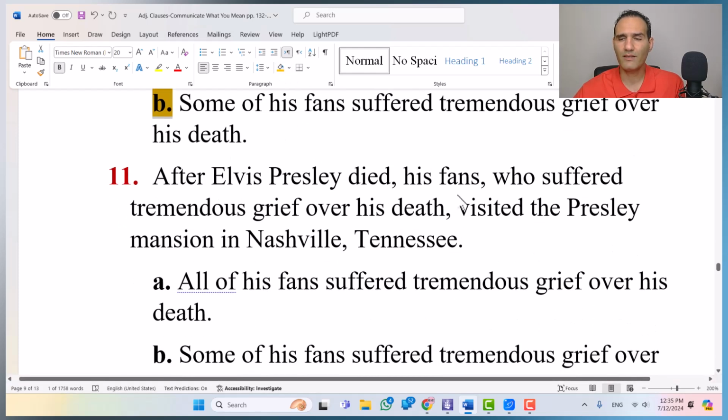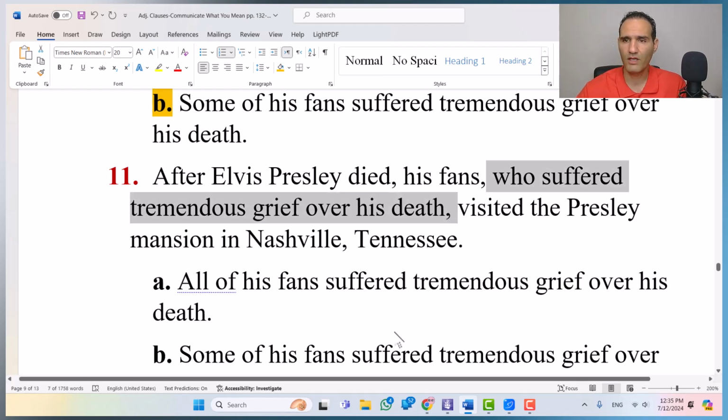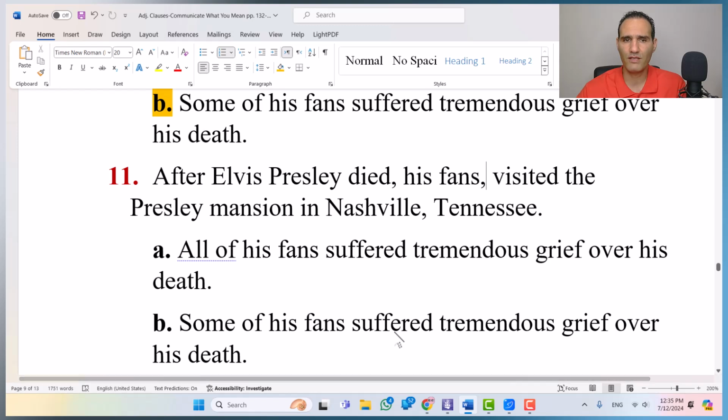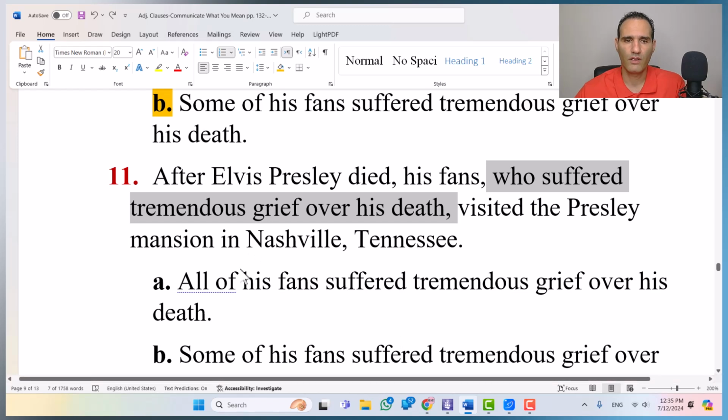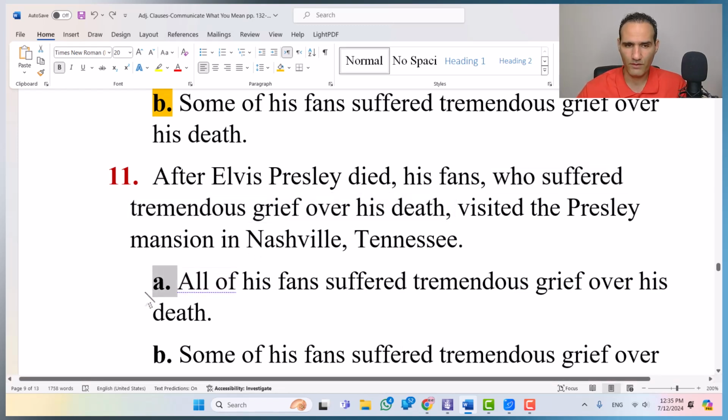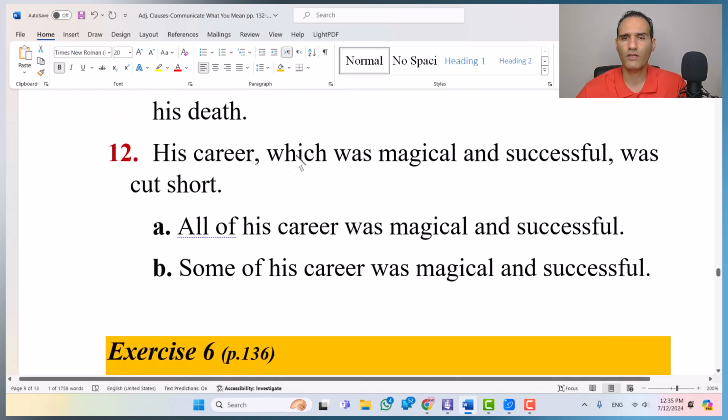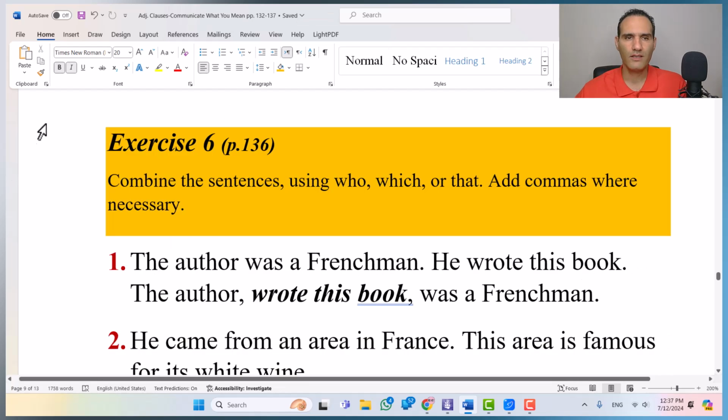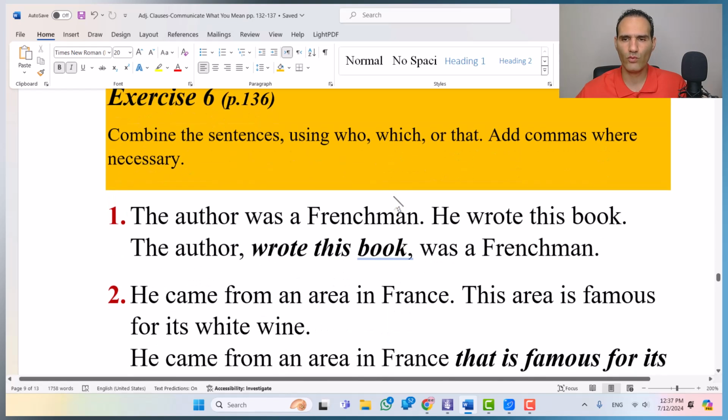But here the same sentence, his fans, again if I omit this part, you see his fans visited the Presley mansion in Nashville, Tennessee. It means all of them. So, unnecessary adjective clause, all the members of a group. And his career, which was magical, it means all his career was magical. Got it? Exercise 6, 136, it says combine the sentences using who, which, or that, and then add commas wherever necessary.